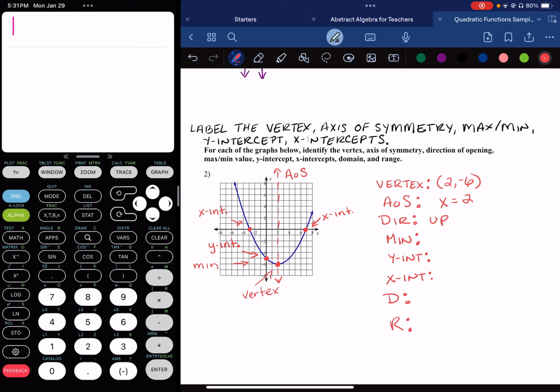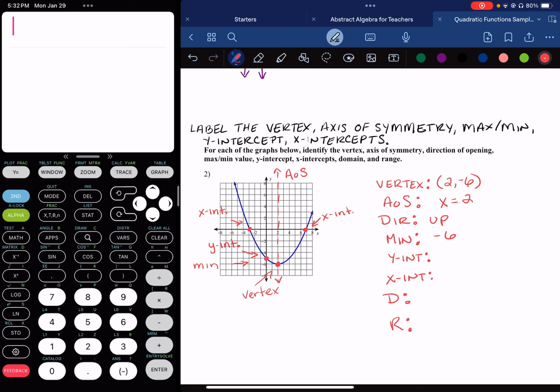For the minimum, it is going to be the y value at the lowest point. We've already labeled where that y value is and drawn an arrow to it. But in case you're unsure, the minimum or maximum value, whichever it is, is always going to be the same as the y value in the vertex. So if we know the vertex, we know what that minimum or maximum value is. In this case, our minimum is -6.